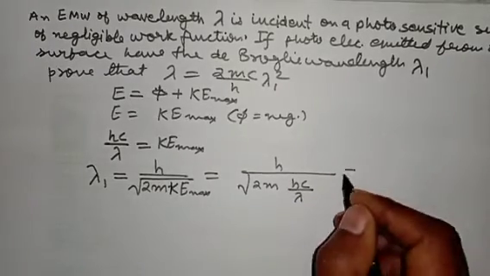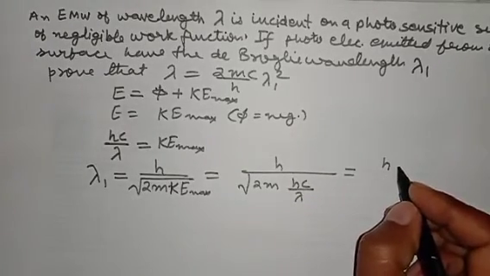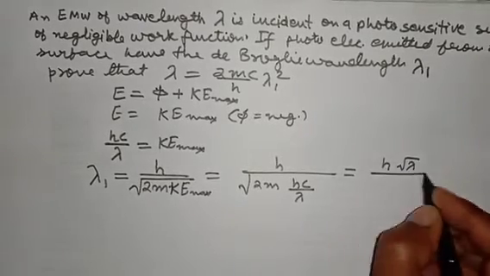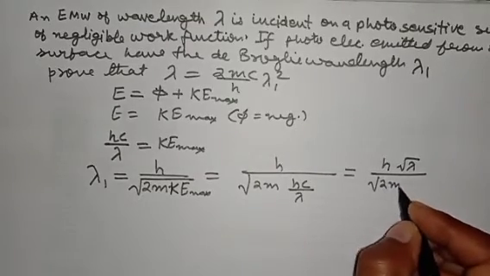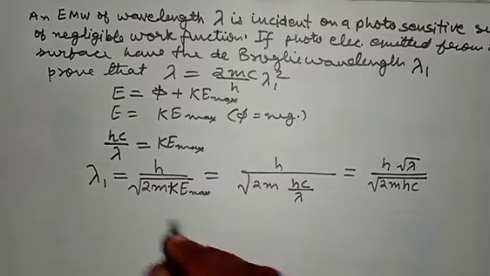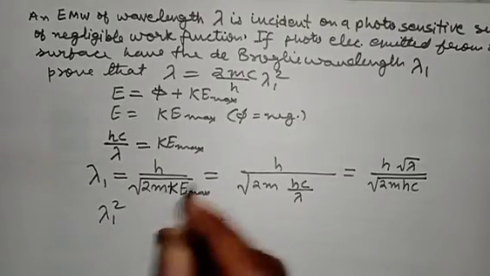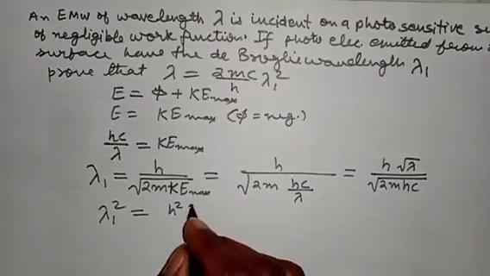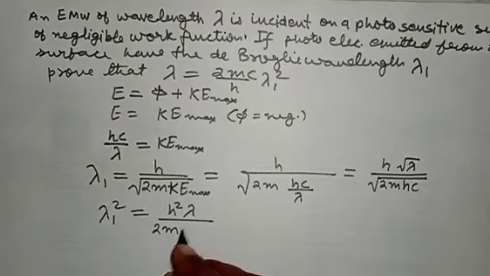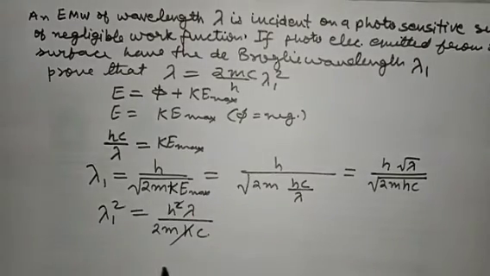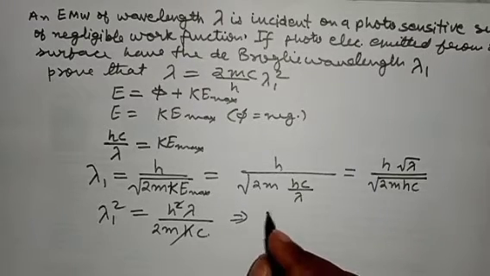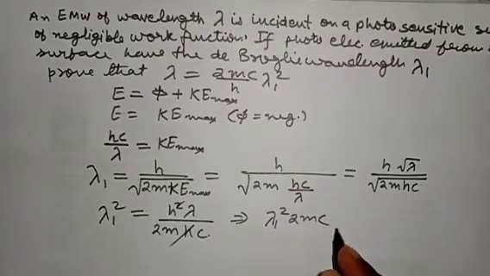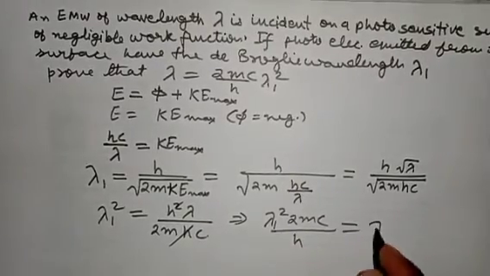That lambda will go in the numerator. h root lambda upon root 2m hc. Squaring both sides. Why? Just because they have given to prove that way. Cancelled, and that's all. Cross multiplying, lambda 1 square equals 2mc upon h, lambda. That's all.